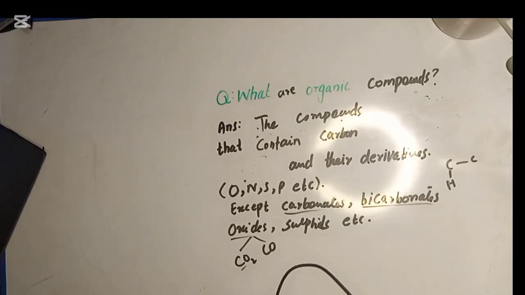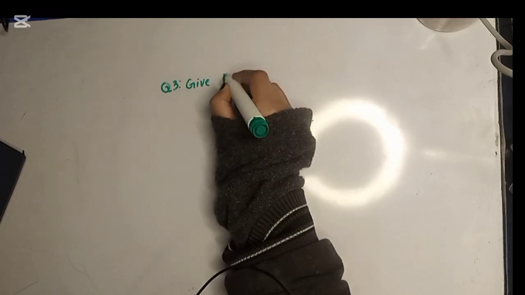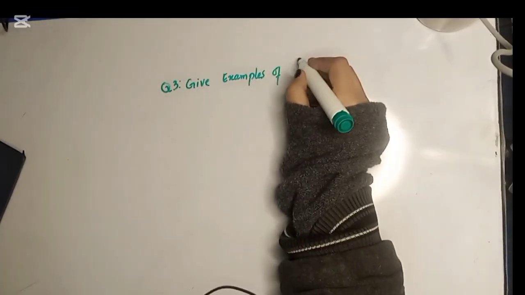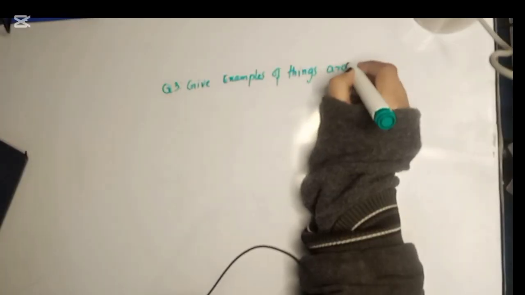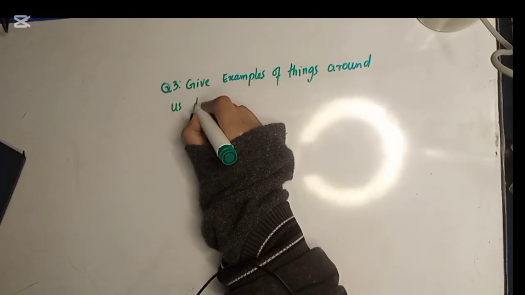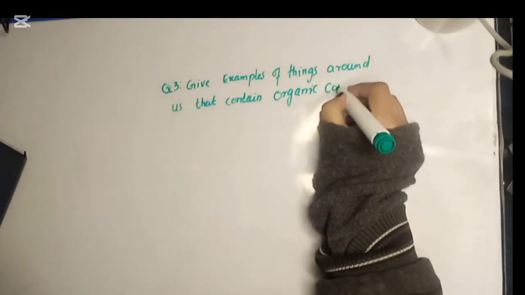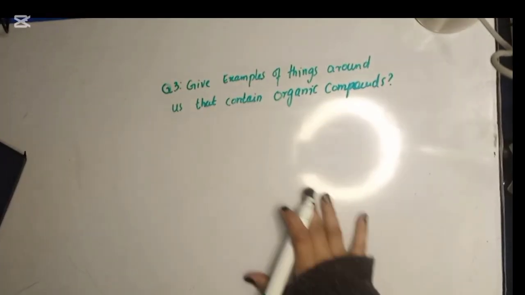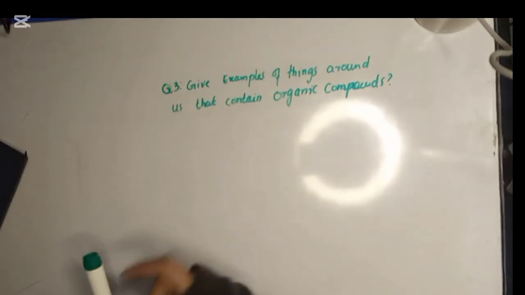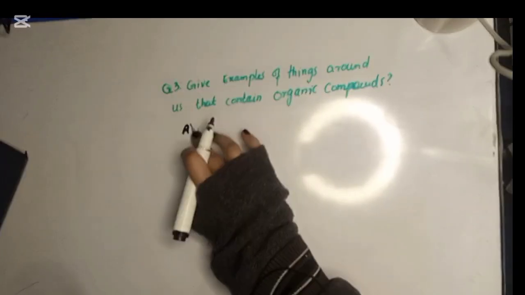Okay, our next question, the third question in our worksheet, is: give examples of things in our surroundings that contain organic compounds. In this question, you have to give examples from your surroundings which have organic compounds in them. Okay, the answer will be, let's list 10 things.